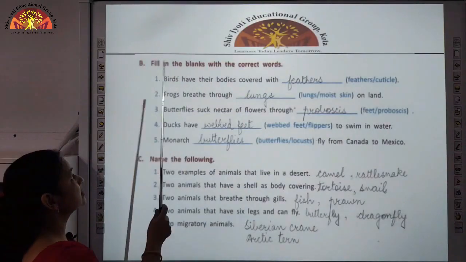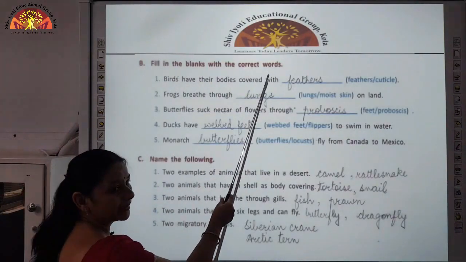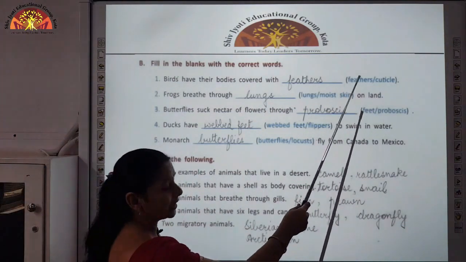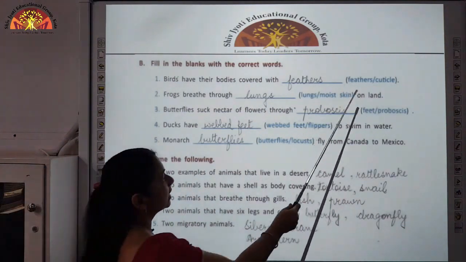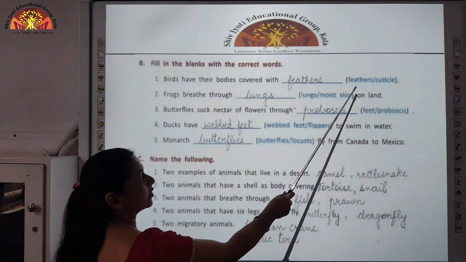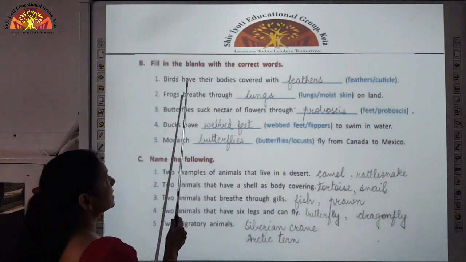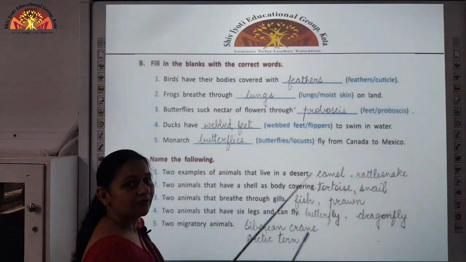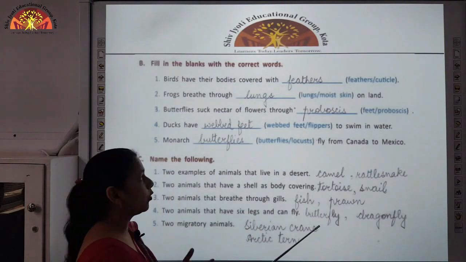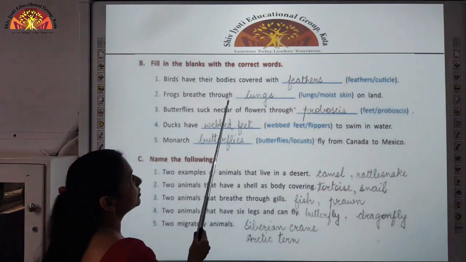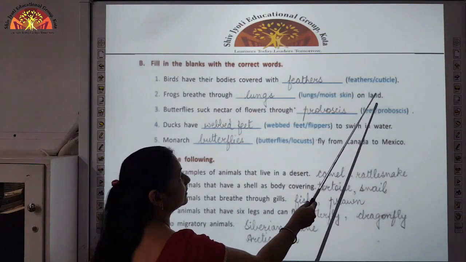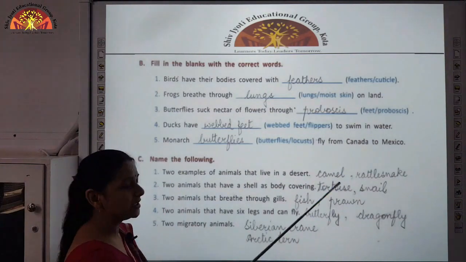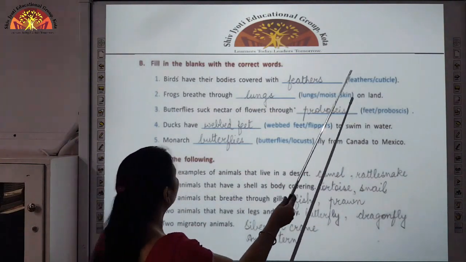Next exercise is fill in the blanks with the correct words. You are given 2 words in the bracket here. You need to choose the correct word from the 2. Birds have their bodies covered with feathers. Birds have feathers which keep their body warm. Frogs breathe through dash on land. Now frogs, they breathe through moist skin in water and lungs on land.